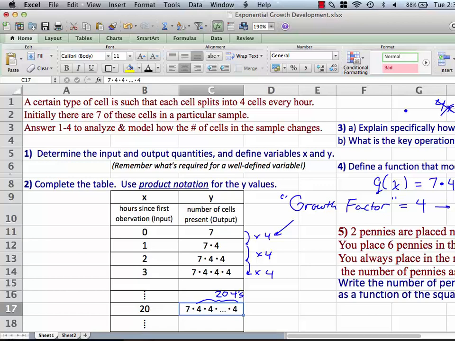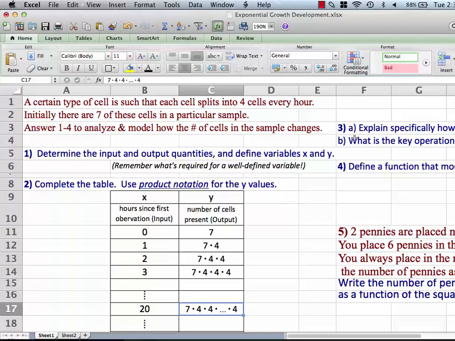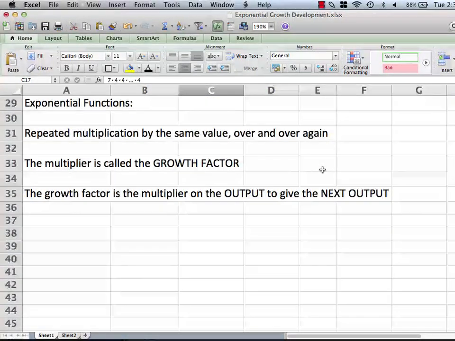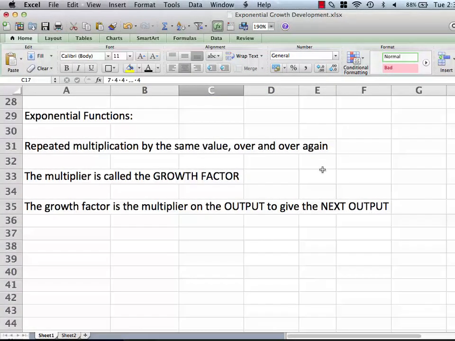Okay, so let's summarize. At the beginning of class, we said exponential growth is not just skyrocketing growth, and it's not just a curve, right? It's something specific. So here's the summary. What is it? It's repeated multiplication by the same value over and over again. That's the nuts and bolts.